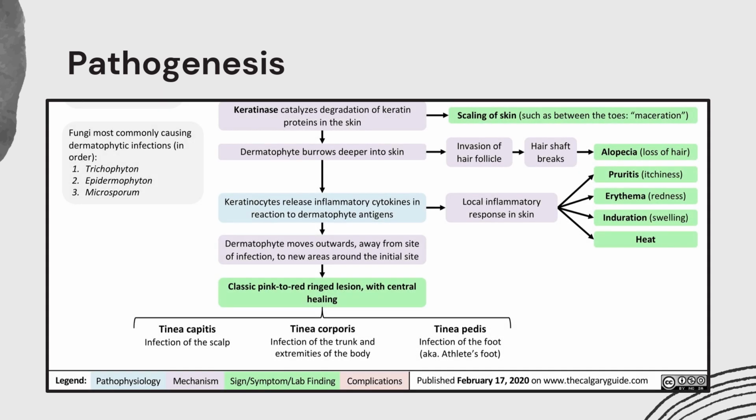The scaly skin that is associated with tinea infections is the result of keratin being broken down. The infection spreads deeper into the skin, infecting hair follicles, which causes the hair shaft to become brittle and break, which leads to hair loss, also called alopecia. There's a local inflammatory response once the body begins recognizing dermatophyte antigens. This brings about classic inflammatory symptoms like redness, swelling, itchiness, and heat. The infection progresses centrifugally, causing the ringed appearance of the lesion.